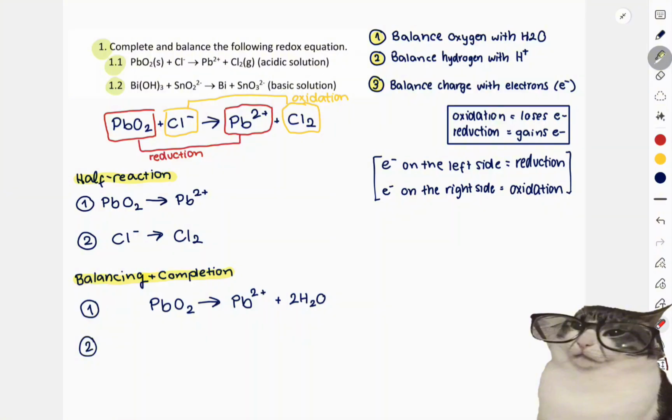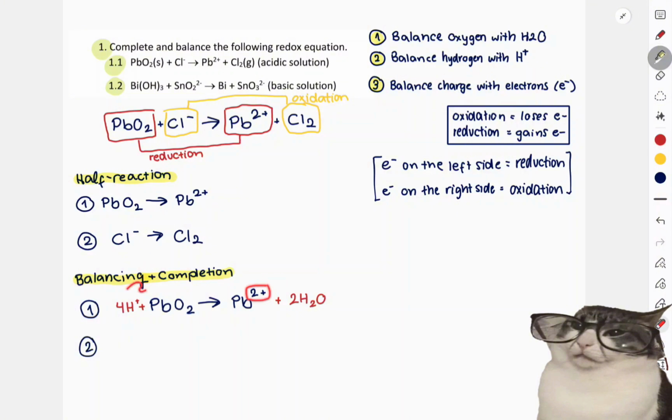But we have no hydrogens on the left side, so we need to balance it by adding protons. So since we have 4 on the right side of the equation, we need to add an additional 4 protons on the left side of the equation. The next step is to balance the charge of both sides of the equation.